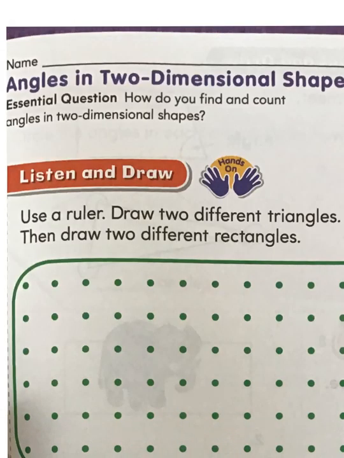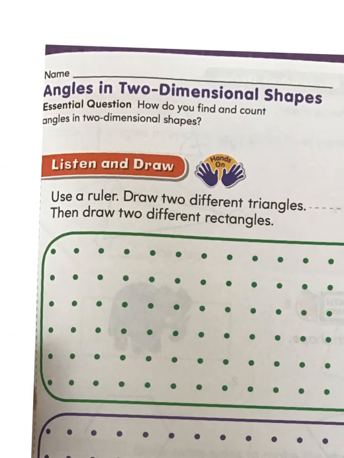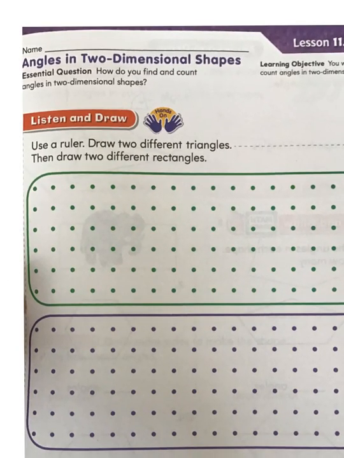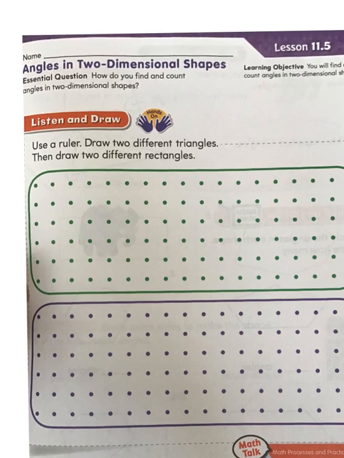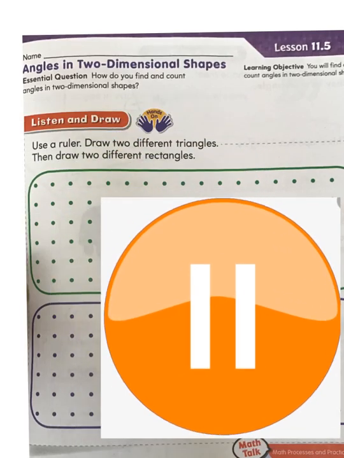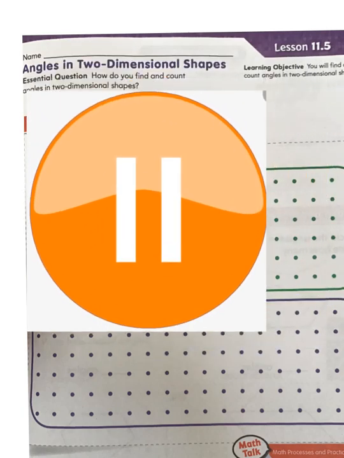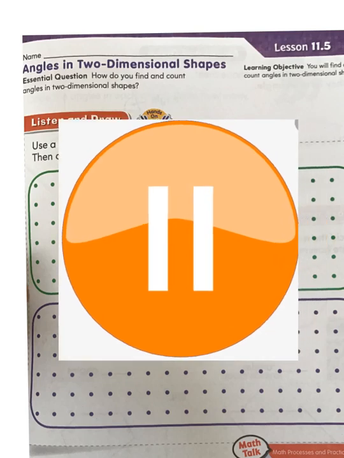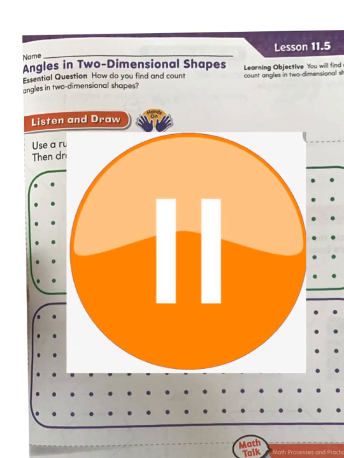Remember, you can always hit pause and stop the video anytime that you like. Let's take a look at our first exercise. Use a ruler to draw two different triangles. Then draw two different rectangles. At this time, I recommend you press the pause button and draw your two triangles and two rectangles, and then press play again when you're ready to continue.